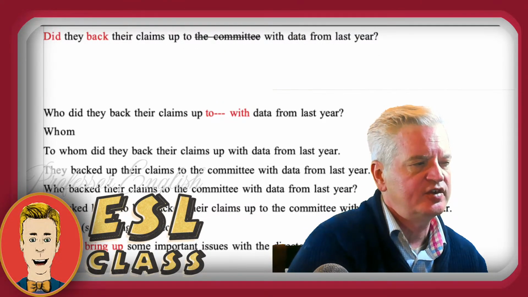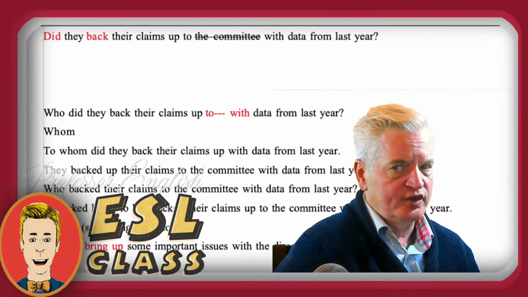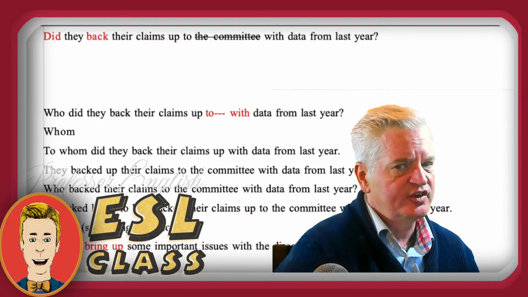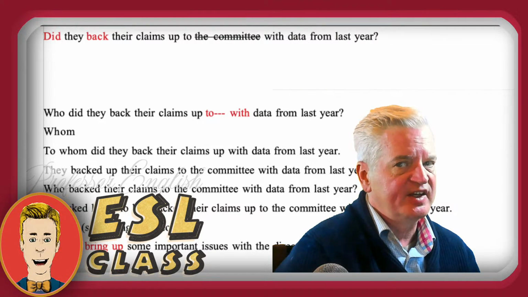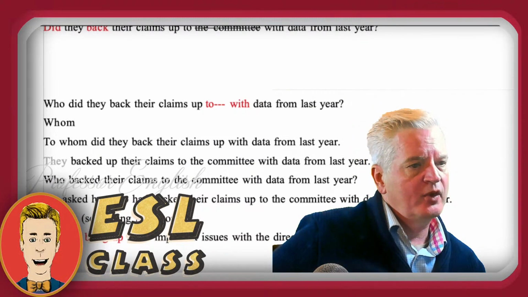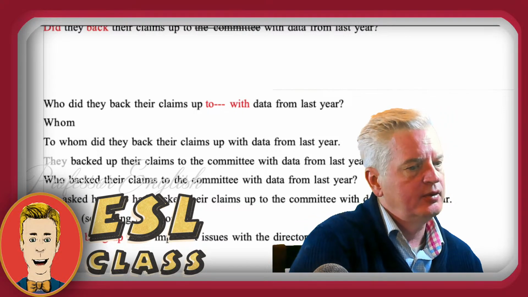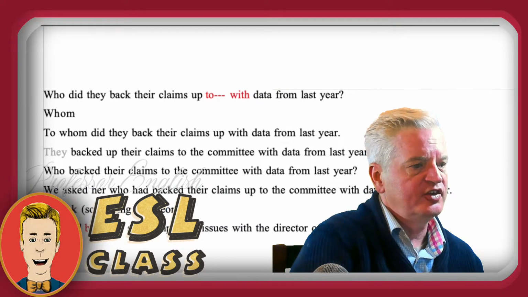So let's start with just the first part of the sentence, which is, she'll bring up some important issues. She will bring up some important issues. She'll bring up some important issues. Now that's a phrasal verb, bring up. What does it mean to bring something up? It means to mention, to say. So she will mention some important issues.